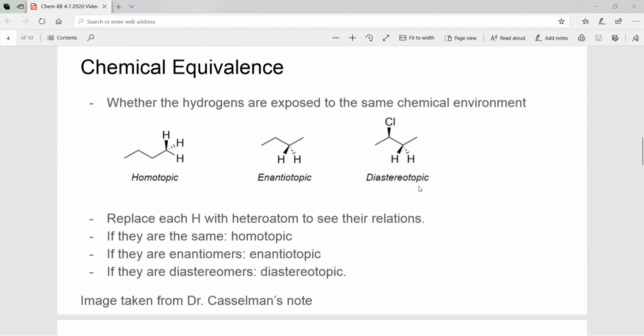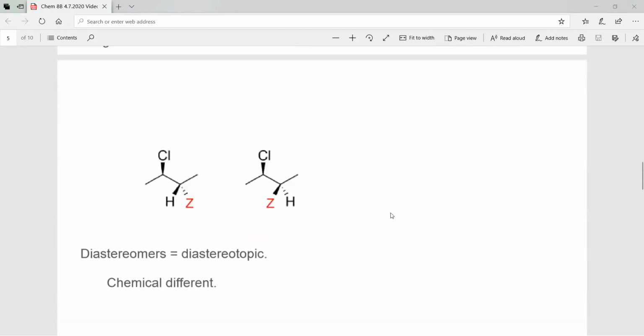Let's take this molecule labeled diastereotopic, for example. Here, I replaced the dash hydrogen with a heteroatom on the left, and I replaced the wedge hydrogen with a heteroatom on the right. The relationship of these two molecules is diastereomers, meaning that these two hydrogens will be considered diastereotopic. Note that in proton NMR, protons that are homotopic or enantiotopic will fall under the same signal.